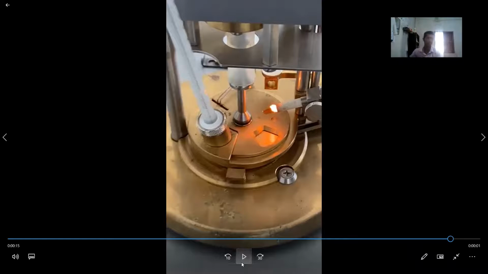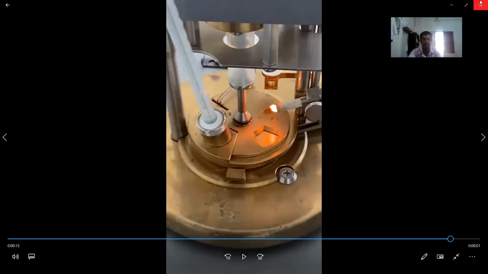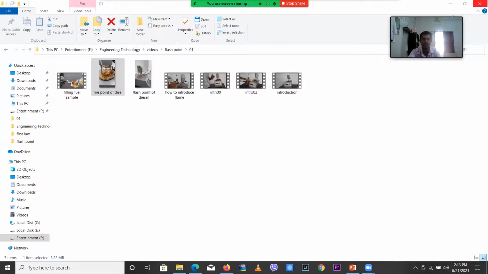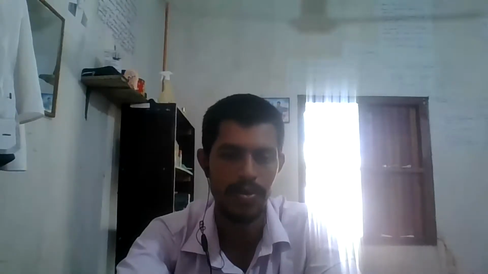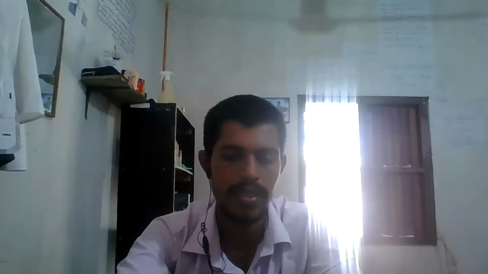Okay, but we first got that flash at 79 degrees Celsius. So we can make sure that that is the flash point. From the sound and the flash that we observe, we can say it is the flash point of that diesel fuel. So that is what we got from this experiment.